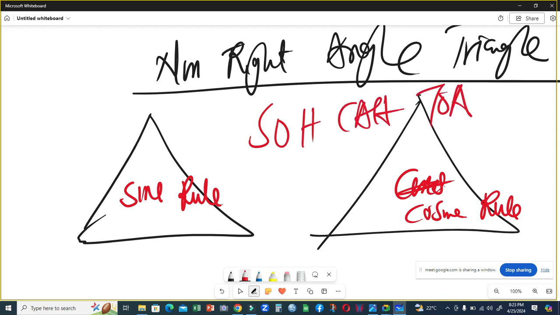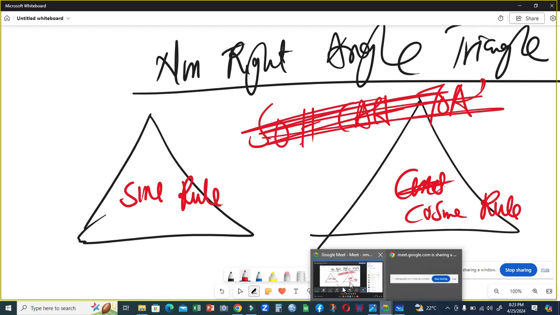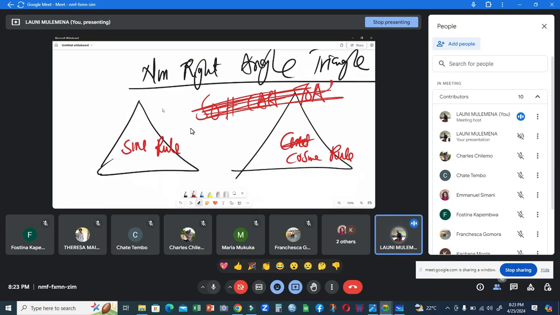The reason I'm emphasizing this, guys, is because I do invigilate. While you are invigilating and you see a person writing SOH CAH TOA, of course you can't advise. You are limited. You cannot advise someone to say, no, don't use SOH CAH TOA here. So we should know that as far as paper 2 is concerned, it's either sine rule or cosine rule, and we deal with a non-right angled triangle.